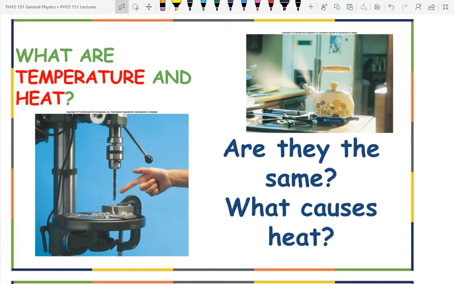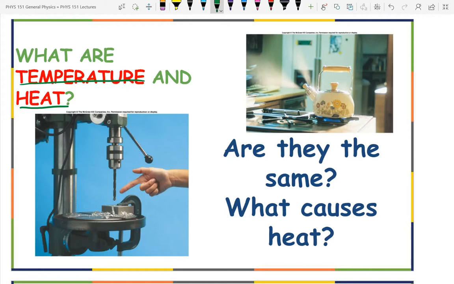Now we're going to talk about thermodynamics. And the first thing, temperature and heat. I talked about temperature and heat yesterday, so let's have you tell me, what is heat? It's a transfer of energy. It's not just energy, it's a transfer process. What is temperature? Average kinetic energy per molecule.